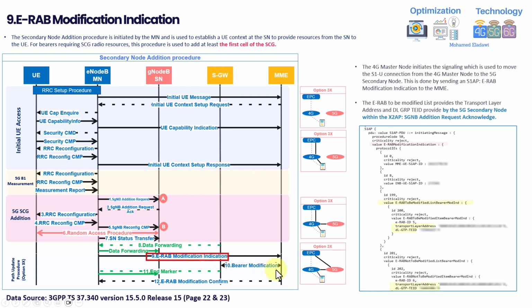Once this is done, the bearer modification will be sent from the MME to the serving gateway, and again, as we mentioned before, an end marker to the serving gateway will be sent to the eNodeB master node. Then the configuration will be done. So now we are done with the signaling.